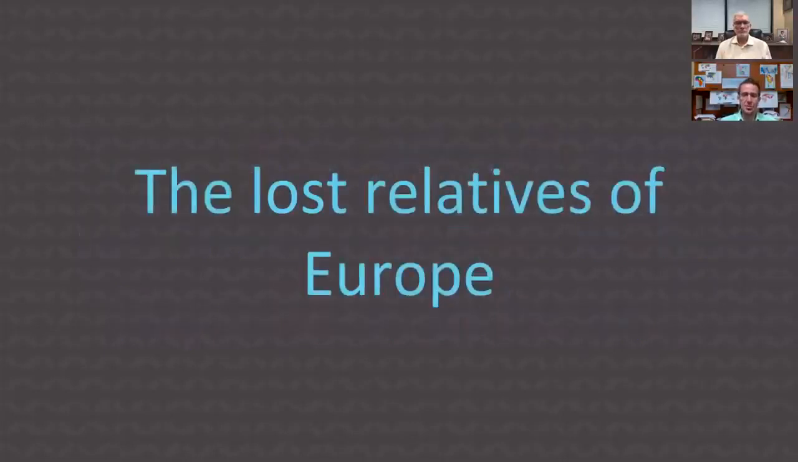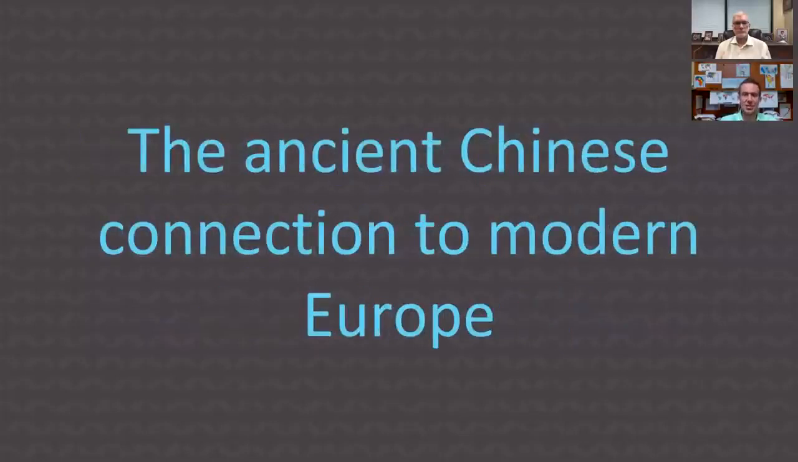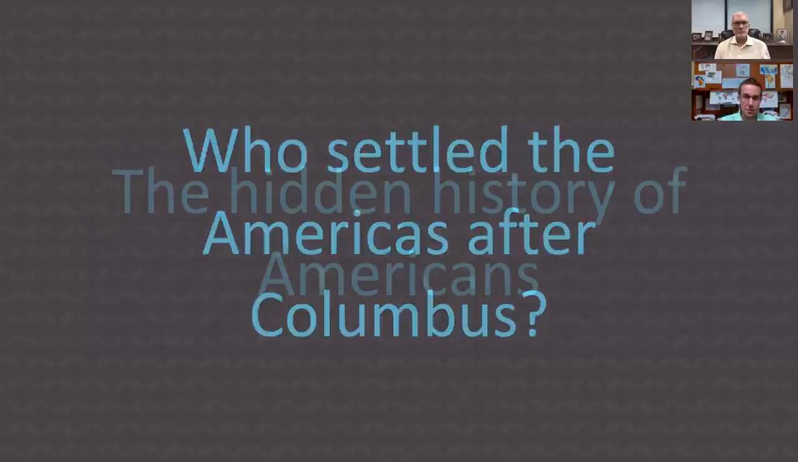Starting with Europe, on this tree, we've seen the lost relatives of Europe. Some of them are in India, some of them in Central Asia. There are many people who are of Mongol descent and don't know it. We've seen there's an ancient Chinese connection to Eastern Europe. We've looked at the question of who settled the Americas after Columbus.